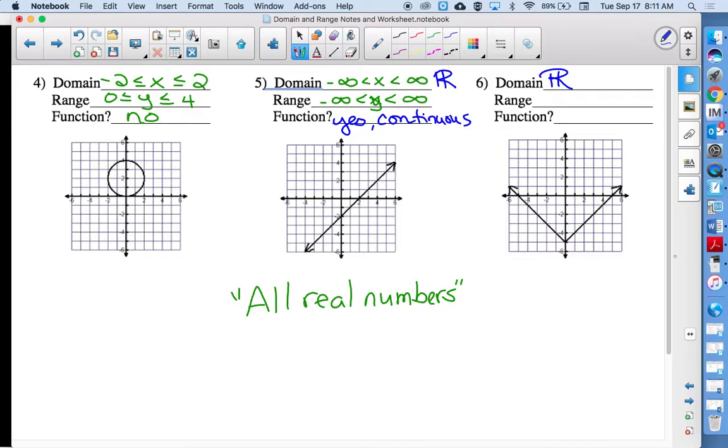How about the range, Stephen? What's the lowest point that it goes? Yeah, it starts at -5. That is a point on the graph. And then how high does it go? To infinity. Is this a function, Stephen? Yes. Yeah, passes the vertical line test. Does it have any breaks in the graph? No. So therefore it's continuous.